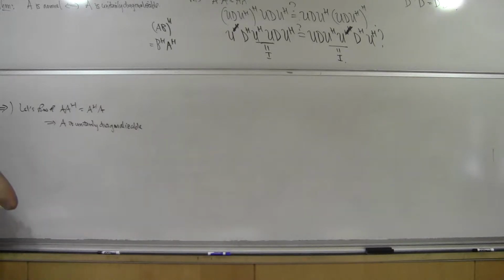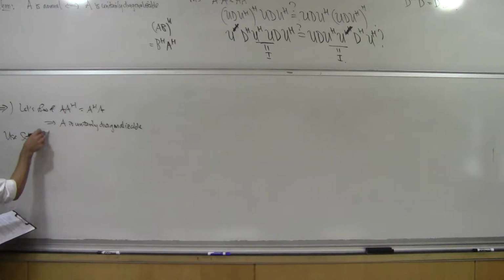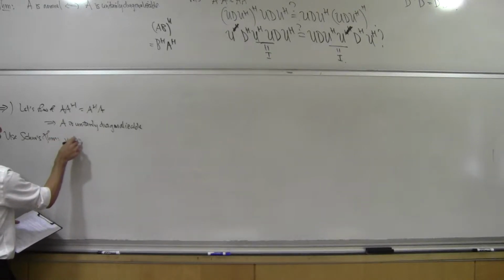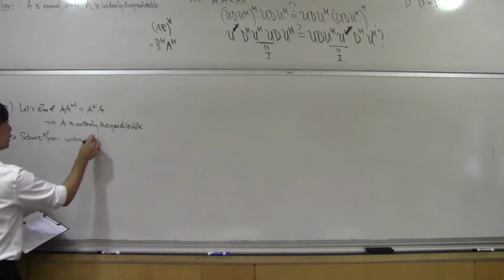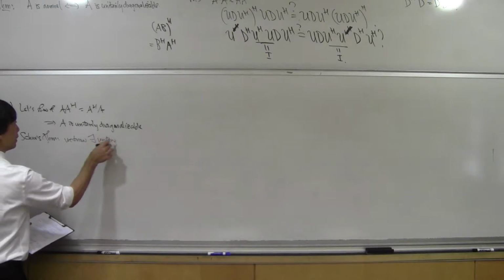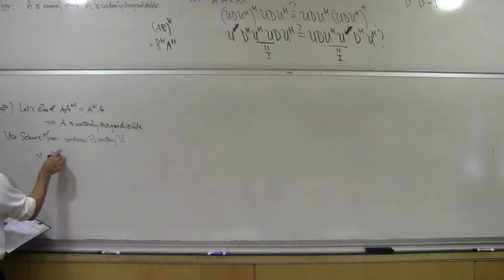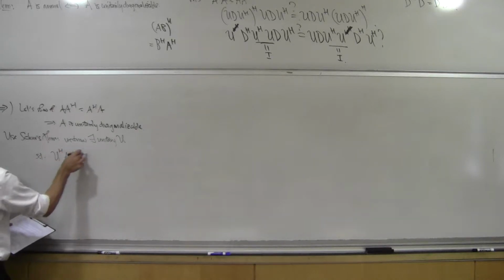Okay. So what we're going to do is basically follow the path of the spectral theorem, which is use Schur's theorem. We know there exists a unitary U such that U^H A U is upper triangular.